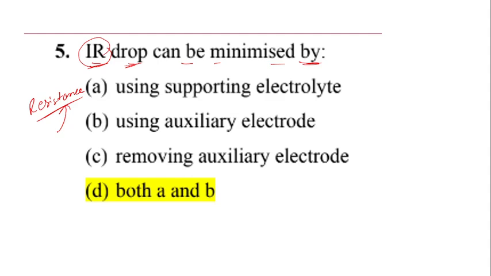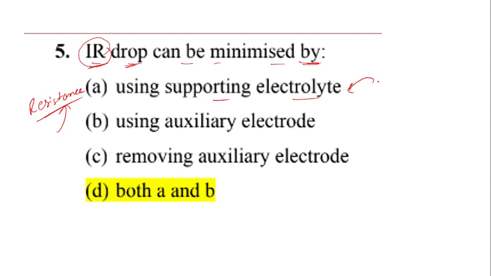If your current flows easily, and current flows easily when it has sufficient ions, if your electrolyte has sufficient ions, then current will flow easily. So using a supporting electrolyte, obviously. If you add more electrolyte, then current will flow more easily, because it will give some ions which will be responsible for the flow of current. So obviously it will help, it will reduce IR drop.